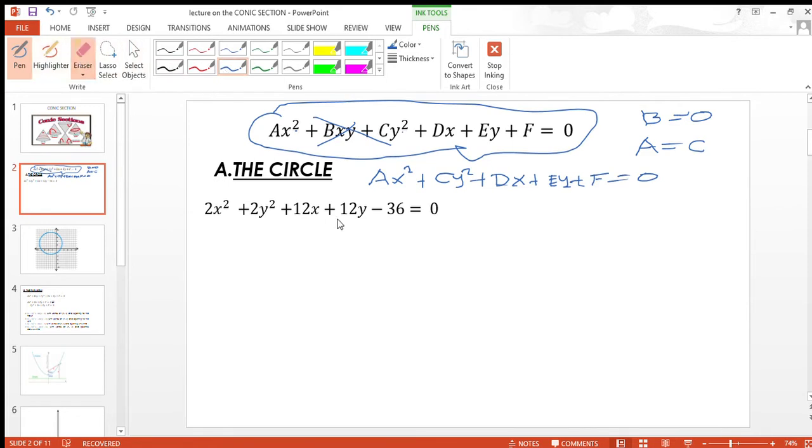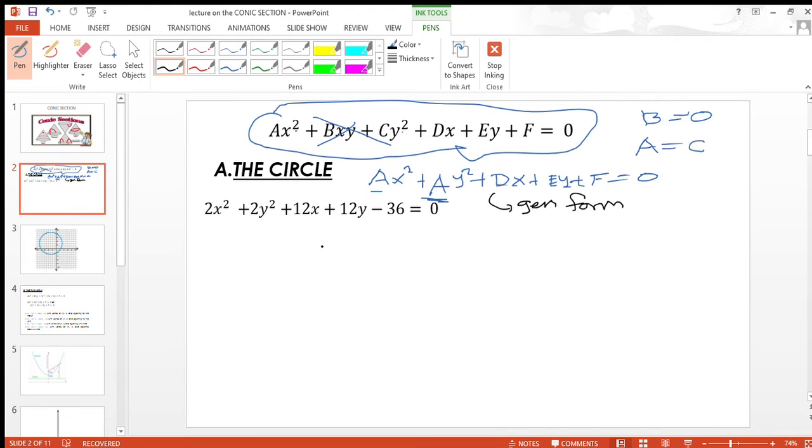Therefore, we can revise this by changing our C to the value A. In words, a circle is a second degree equation wherein the term xy is missing. For the terms involving x squared and y squared, their coefficients will be equal. And that will now represent a circle. This equation of the circle is what we call the general form.